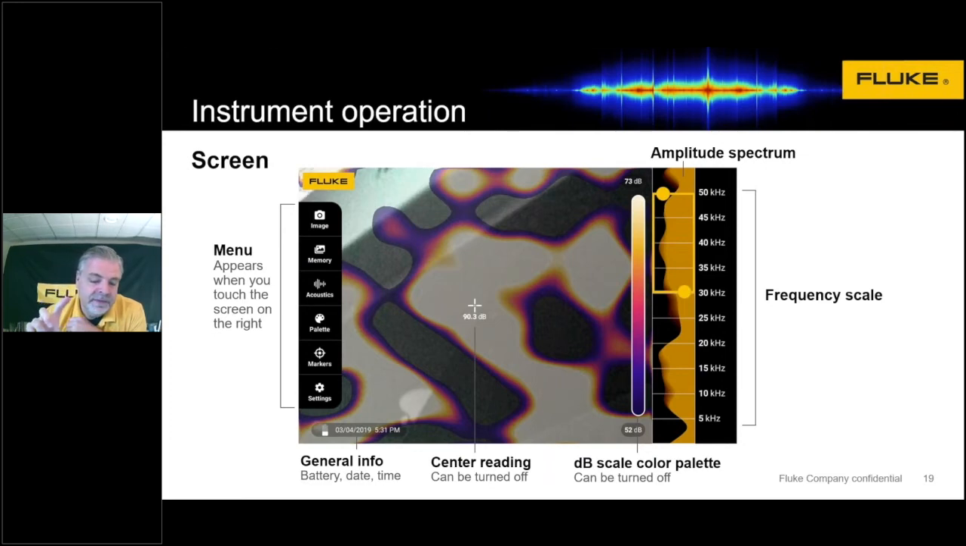We provide the dB scale, which is the energy of the sound, and it shows up as a color palette that will be overlaid on top of the visible image. The center reading can be turned off or on, and that's just an indication of the actual sound energy at that point. We have date and battery and time information. And then on the left-hand side is where you have all the menus. The menus run from our touchscreen display, and we can dive into those different menus and show them to you independently on the next set of slides.